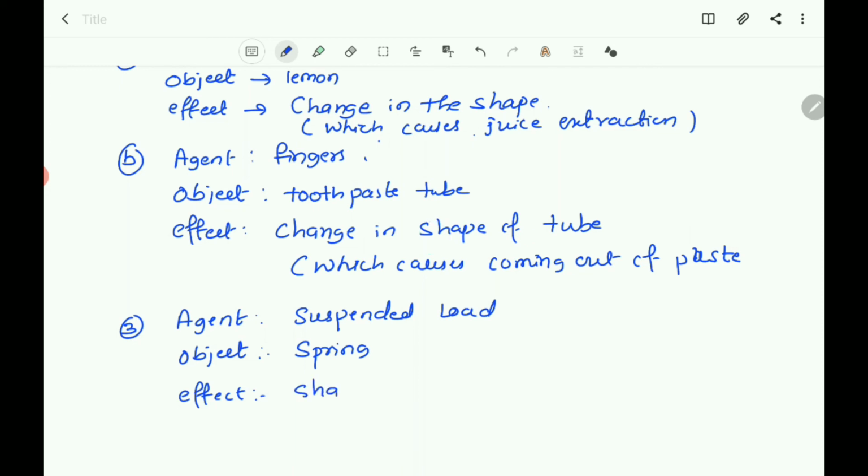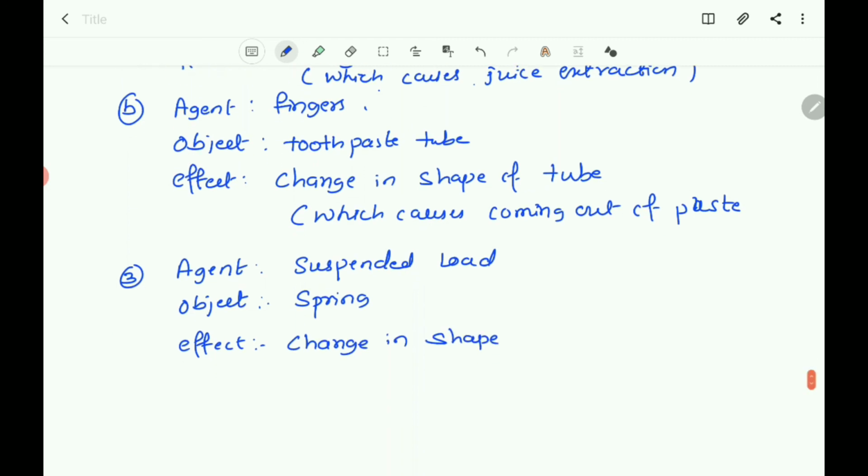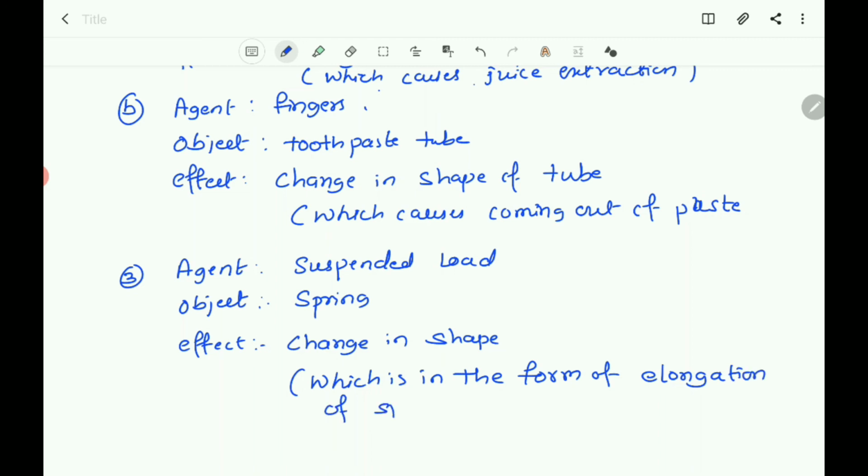Change in shape which is in the form of elongation of spring. Elongation of spring.